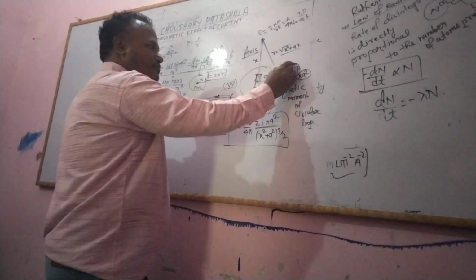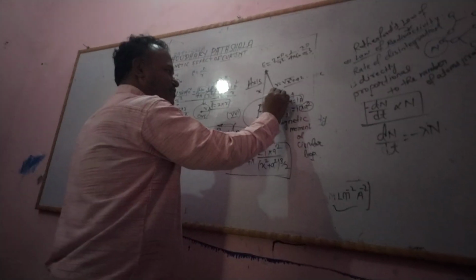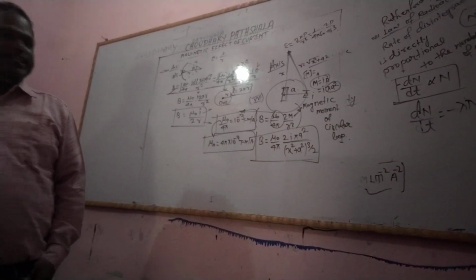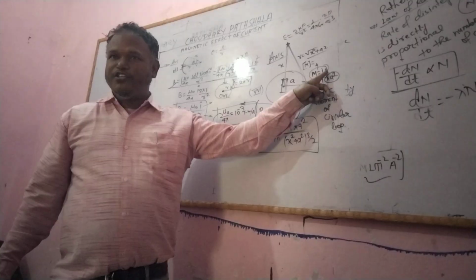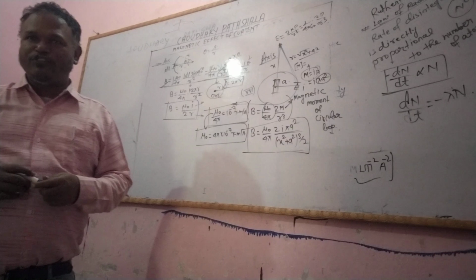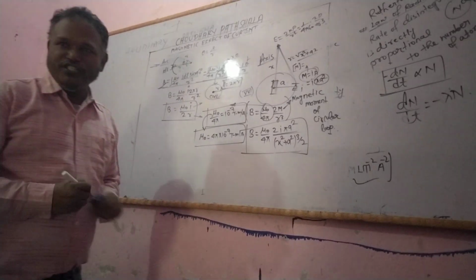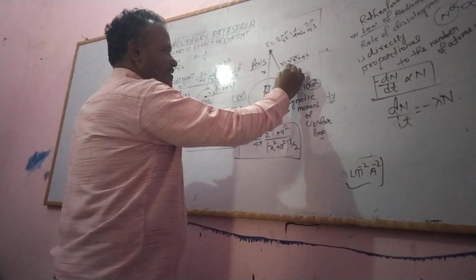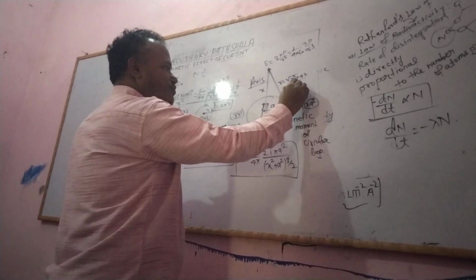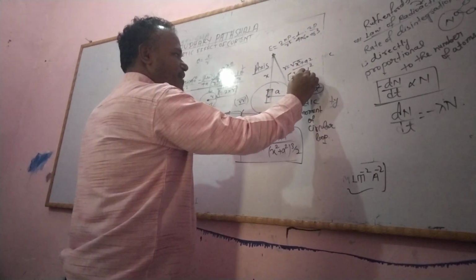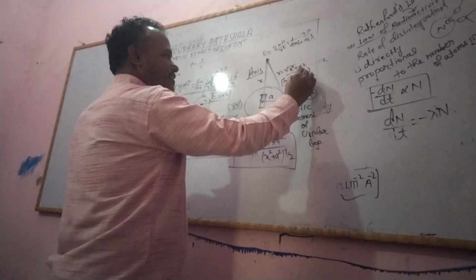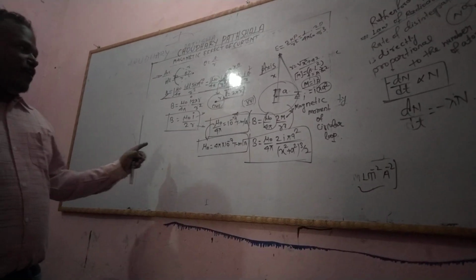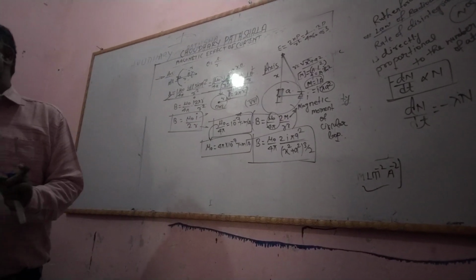One question is from here: what is the dimension of magnetic moment? The dimension of magnetic moment will be ampere into meter square. Are you understanding this? Ampere into meter square. The dimension of magnetic moment is ampere into L square, and the unit is ampere into meter square. Very simple. M is equal to IA. So here two dimensions will be asked. One is the dimension of magnetic pole strength. This is ampere into meter.